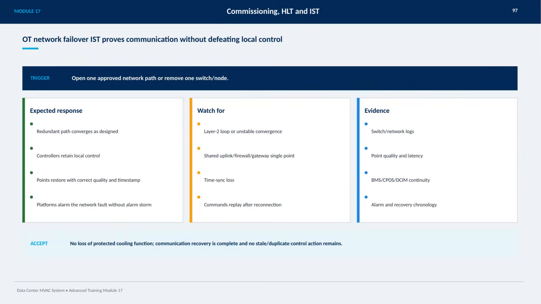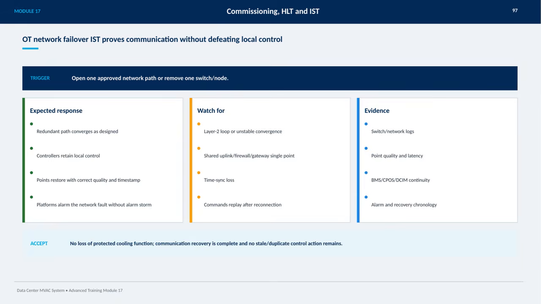On this slide, we focus on the OT network failover IST, which is critical to proving communication resilience without losing local control. The trigger for this test involves opening one approved network path or removing a switch or node to simulate a failure. The expected response is that the redundant path converges as designed, ensuring controllers retain their local control without interruption. We want to see points restore with correct quality and timestamps, and platforms should alarm the network fault without causing an alarm storm.